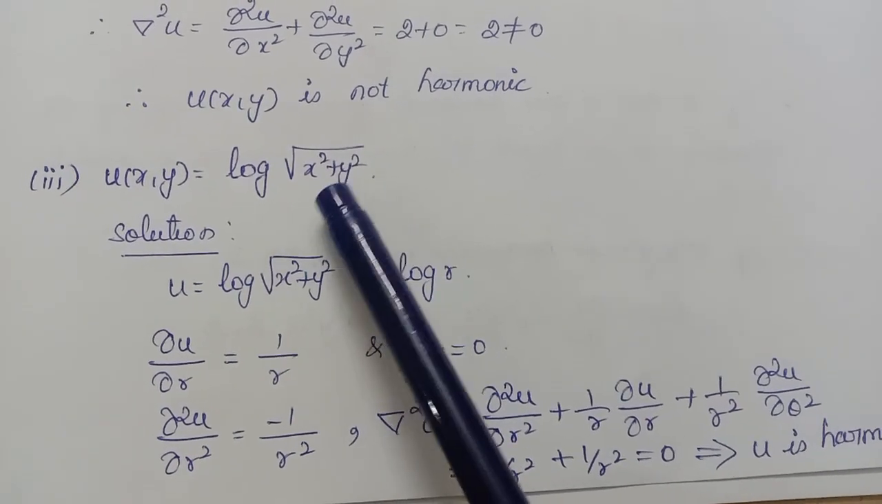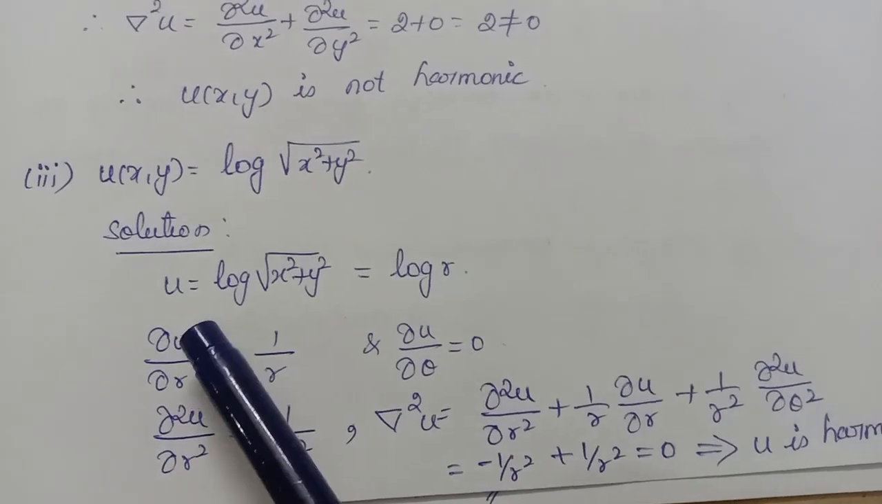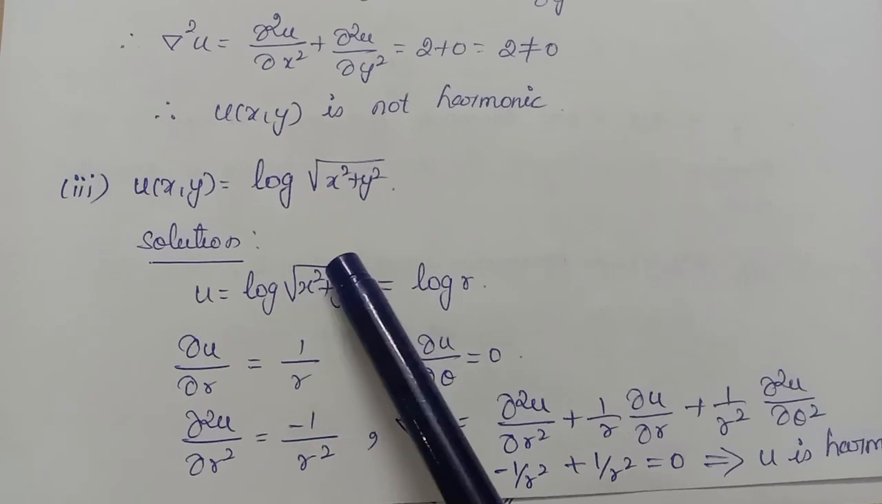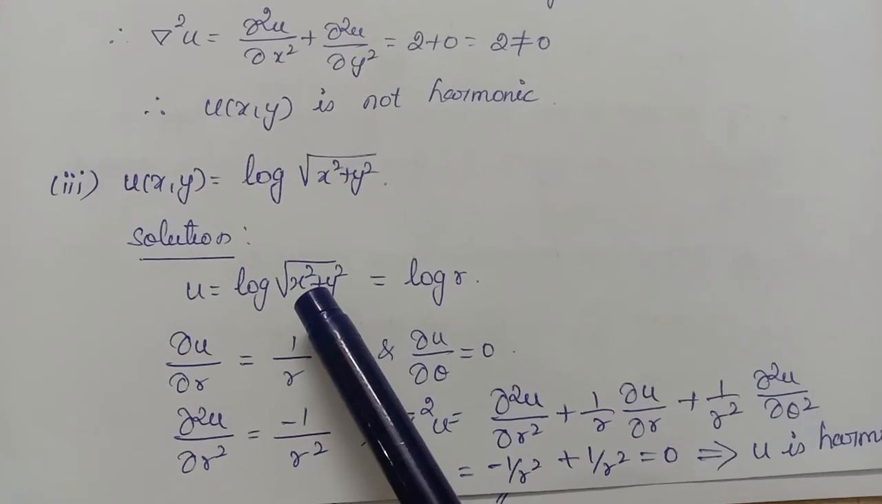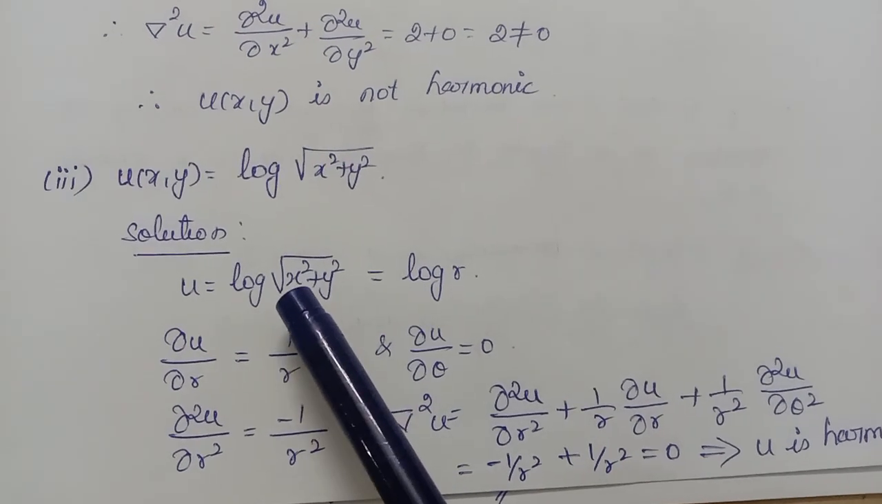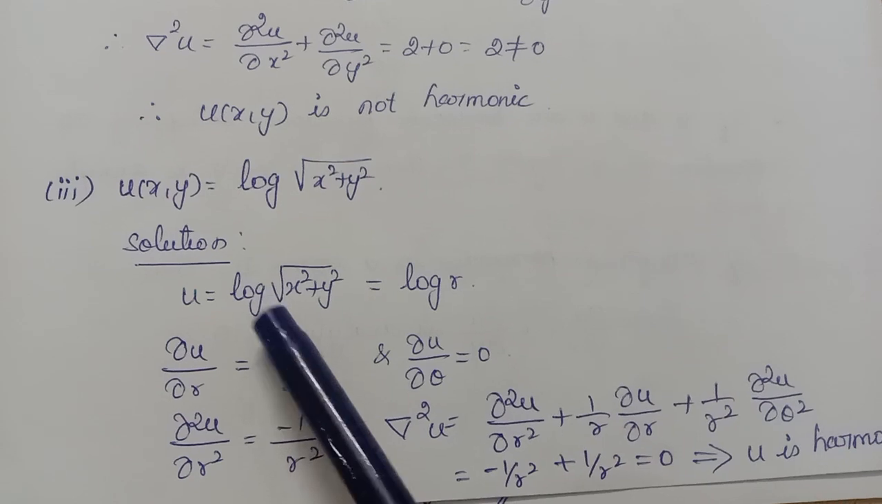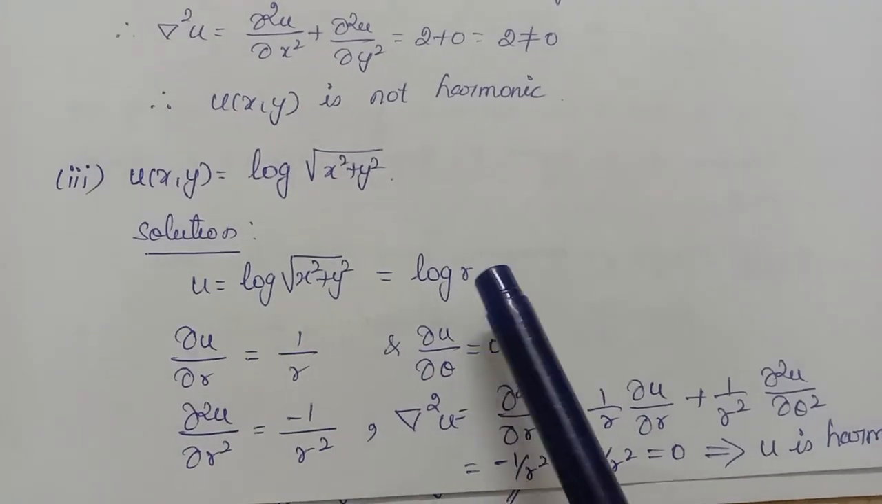Instead of doing this problem with x and y, I am going to replace it with r and theta. u is log root of x square plus y square, isn't it? But what is this root of x square plus y square? It is the modulus of the complex number z, that is r. So I am taking this as log r. Okay, so my u is log r.